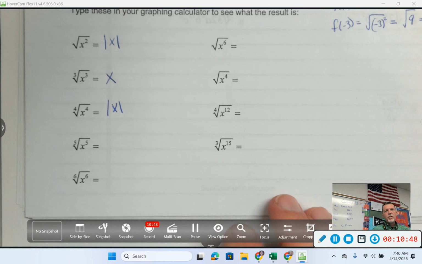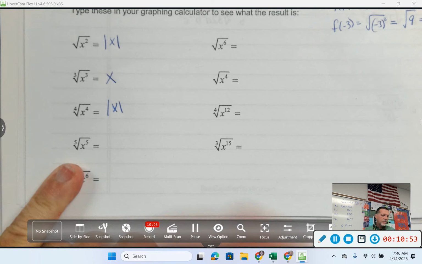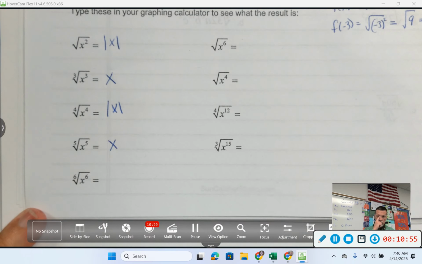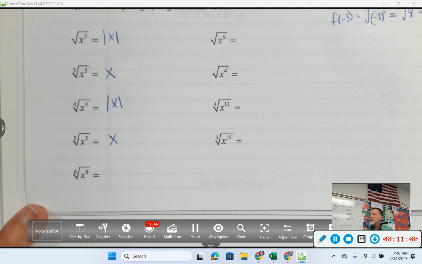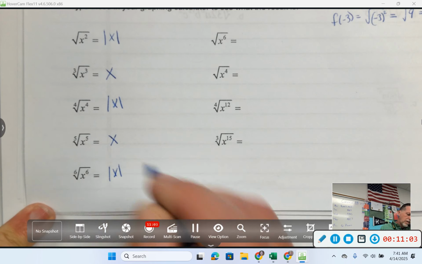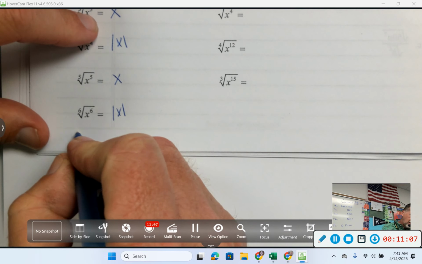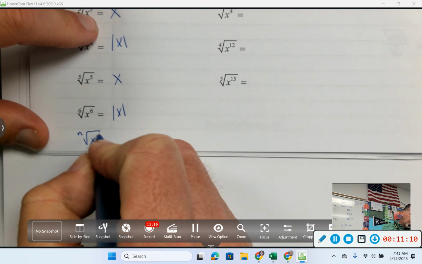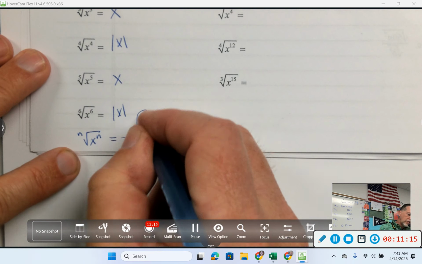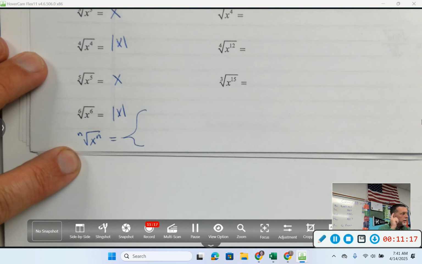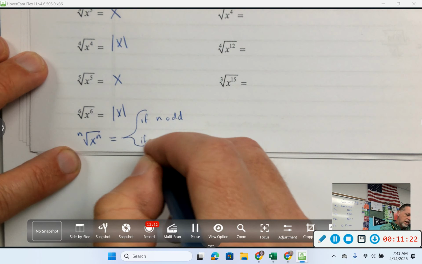What about, we can put the calculator away, what about the fifth root of x to the fifth? Be a straight line. Just x. And the sixth root of x to the sixth? Absolute value of x. Let's try to generalize this here. So the nth root of x to the n, well, there's two answers, so we better be careful here. If it's odd, it's going to be absolute value. If it's even, it's going to be absolute value. If it's odd, it's going to be x.